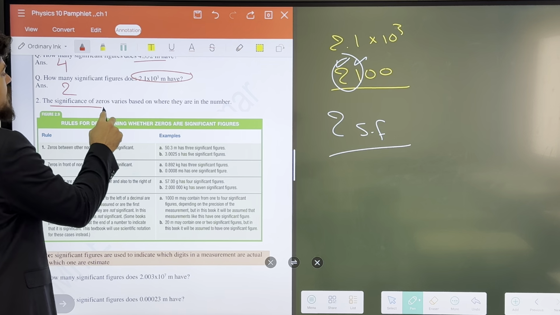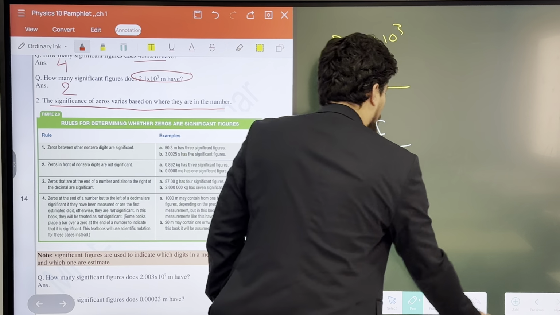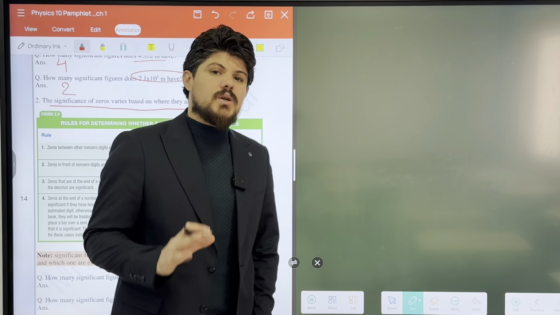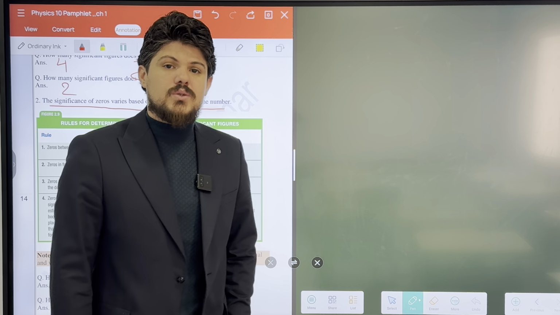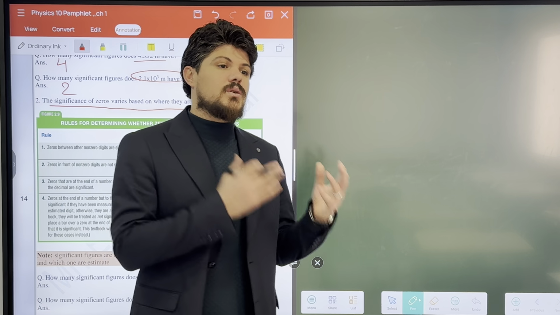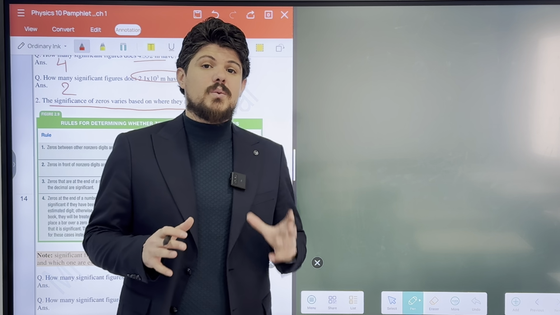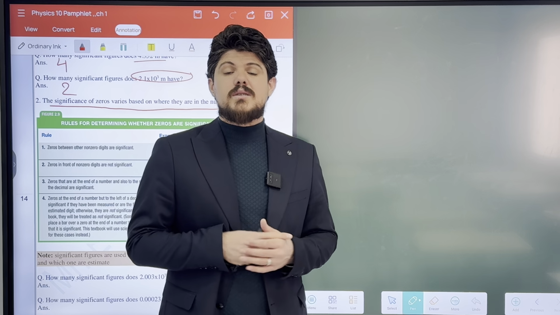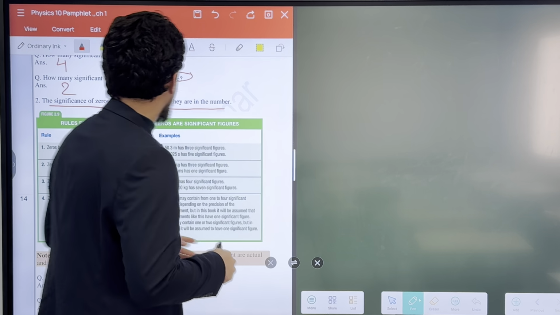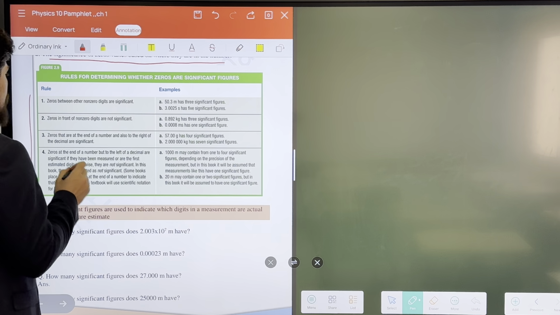So the significance of zeros varies based on where they are in the number. All non-zero numbers are significant figures. So what about the zeros? Can we say 0 is always considered to be a significant figure? No. We have a problem with the 0, guys. Be careful. 0 sometimes is considered to be a significant figure, and sometimes is not. Now I'm going to explain when 0 is considered to be a significant figure and when it is not. We have 4 rules, guys. So you have to keep this table in your mind. It is very important to recognize how many significant figures we have in a number.